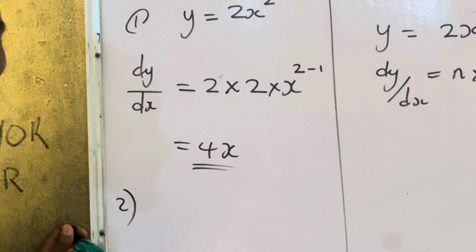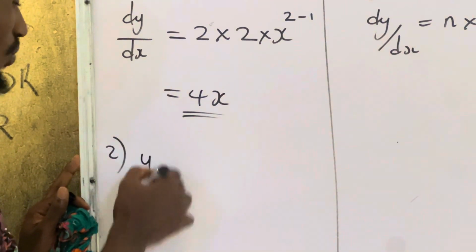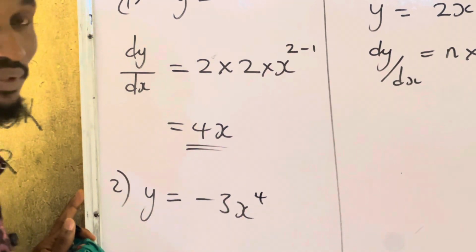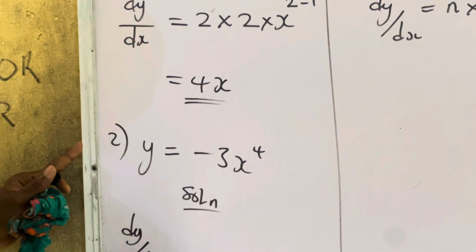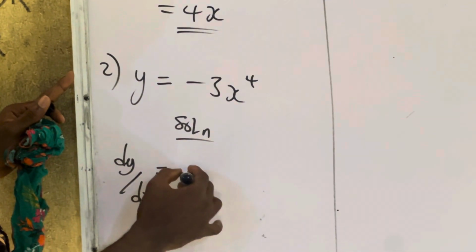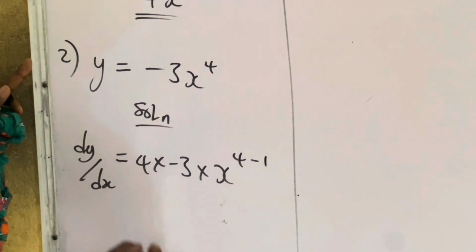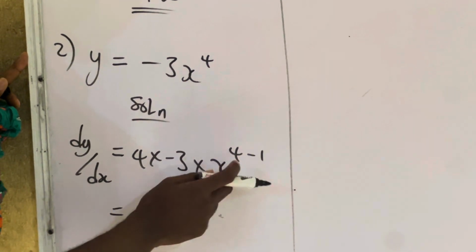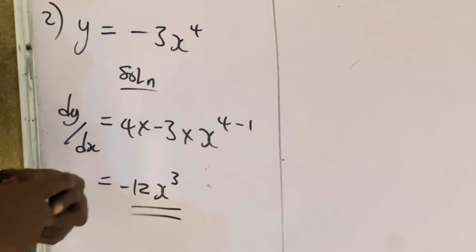Now example 2. If they ask you to differentiate y is equal to minus 3x raised to power 4, how do you go about this? You say solution: dy/dx is equal to 4 times minus 3 times x raised to power 4 minus 1. So 4 times minus 3 will give us minus 12, x raised to power 4 minus 1 will give us 3. This is the final answer. Do you understand?